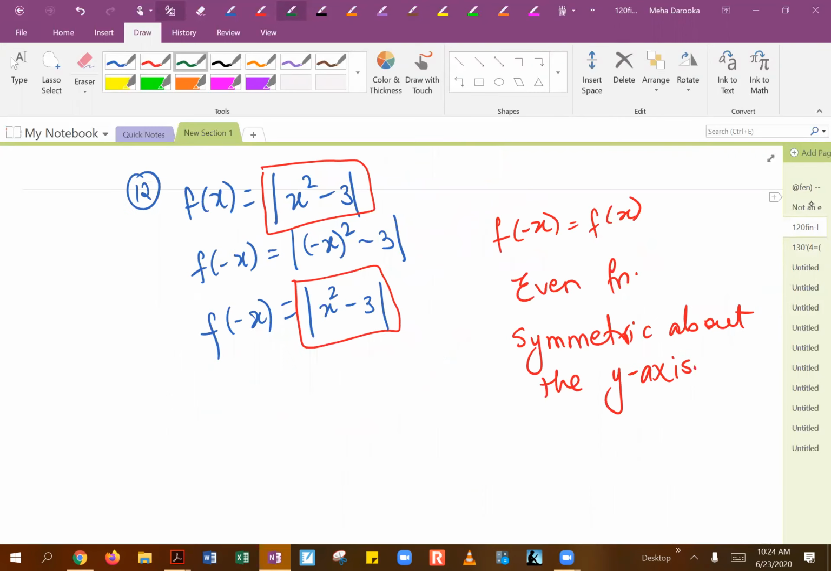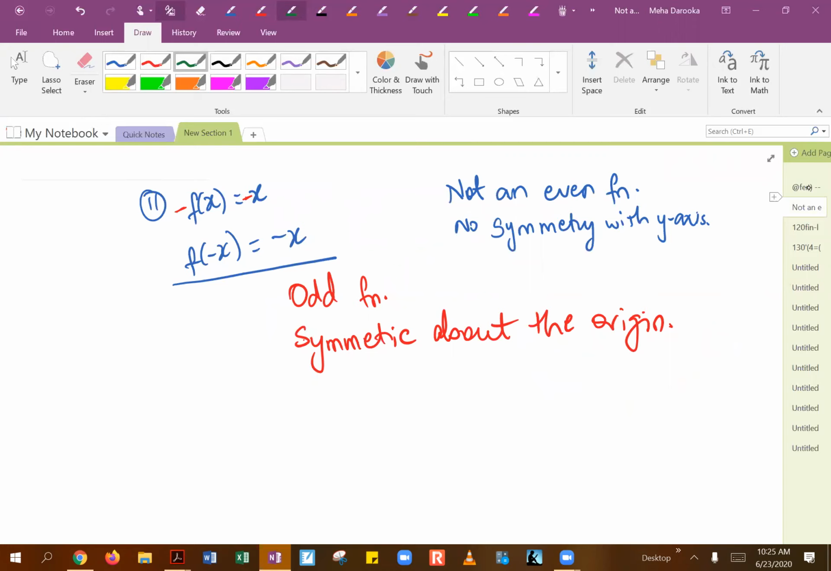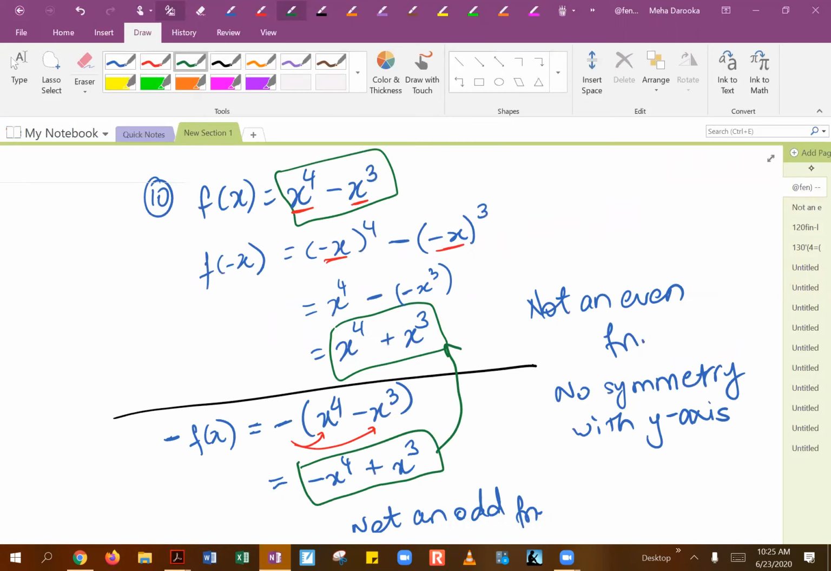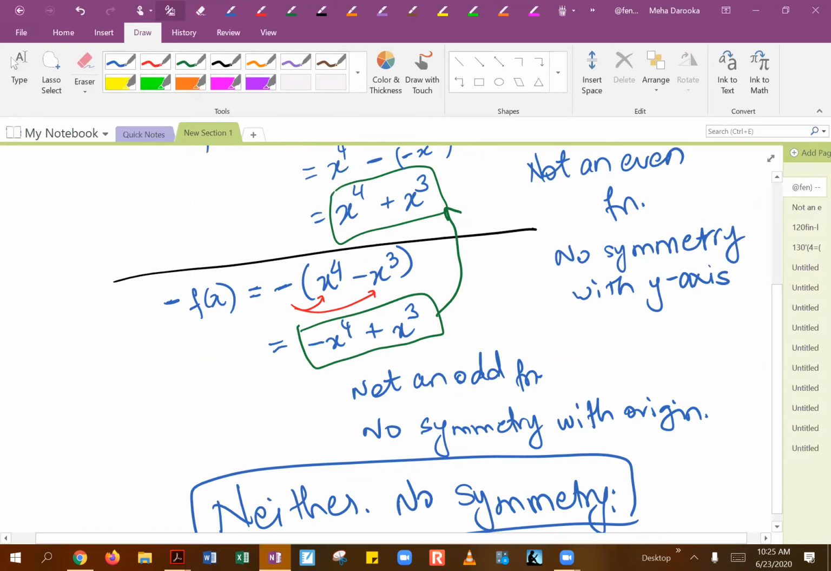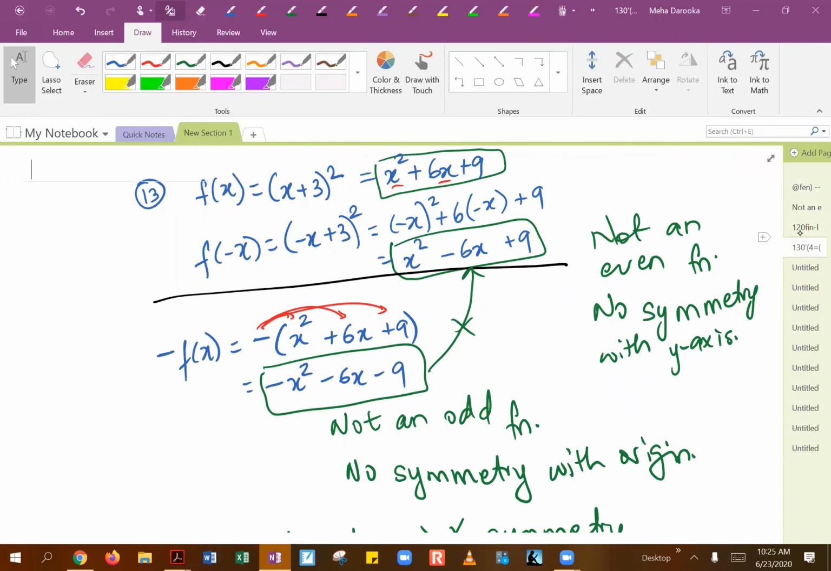If you look at this function over here, you've got x squared, which is an even exponent. The number 3, again, you can think of that as being x to the 0, which is again an even exponent. So this guy was an even function, symmetry about the y-axis. This example over here, you have x to the 1st power, which is an odd exponent. So this was an odd function with symmetry at the origin. The first one we did was a combination of odd and even exponents, x to the 4th and x to the 3rd. So as you can see, this guy was neither, and it had neither of those symmetries. So it really does kind of work.